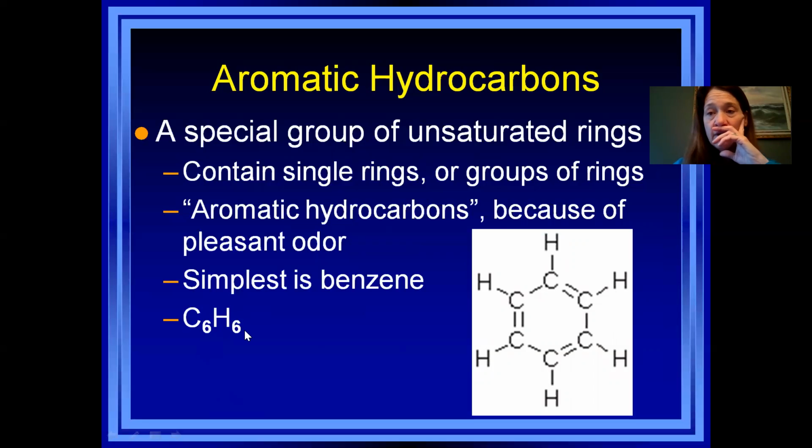H6. Okay? So aromatic hydrocarbons, the only one that you're responsible for is benzene. What's different about benzene is that it is actually an alkene, and every other carbon atom is bonded to a double bond, and we call it benzene, okay? And that molecular chemical formula is C6H6, all right?